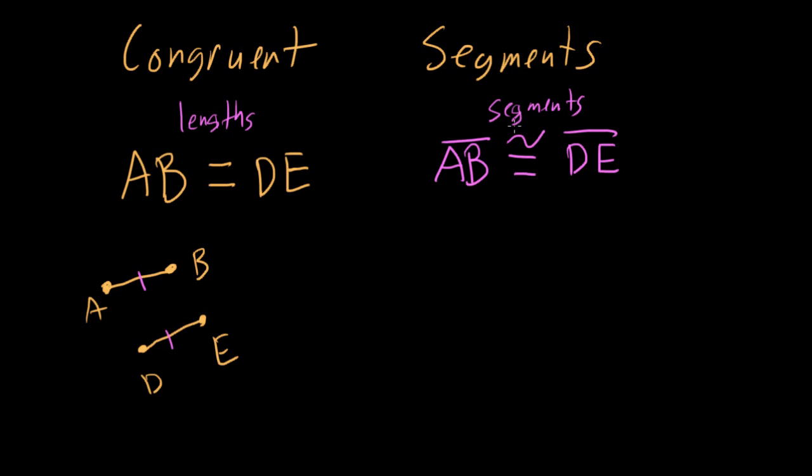This is another important distinction. Lengths are equal. Segments are congruent. This is the congruent symbol. It reads is congruent to. And we'll be using that throughout the course. We'll be talking about congruent stuff all the way through the course.